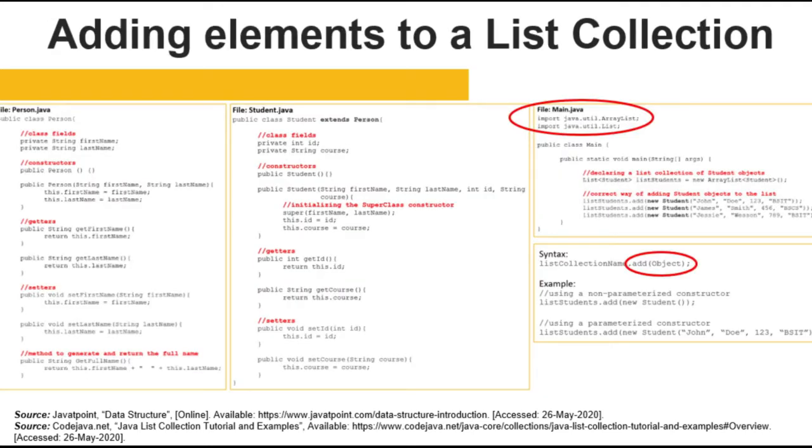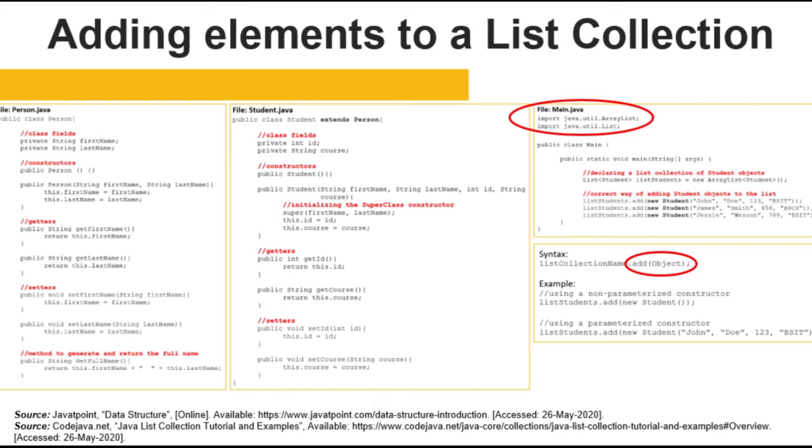Adding elements to a list collection. The method add(object), which accepts an object, in our case, as a parameter, is used to add elements to the list. It requires to add elements of the same type or subtype as the type parameter declared by the list. Consider the given code.